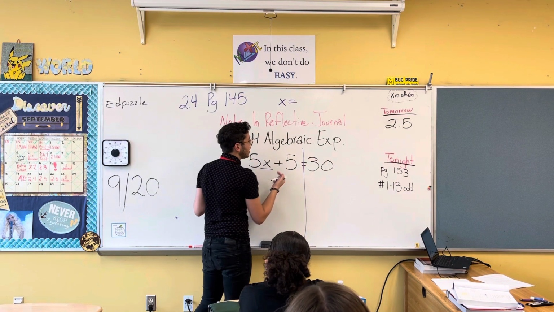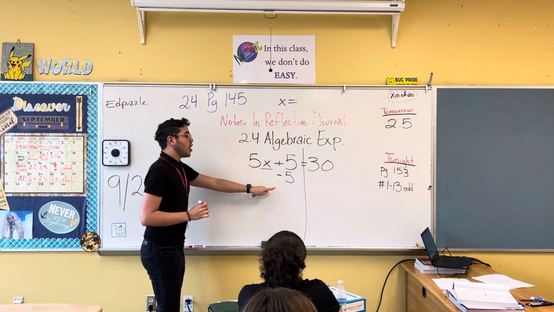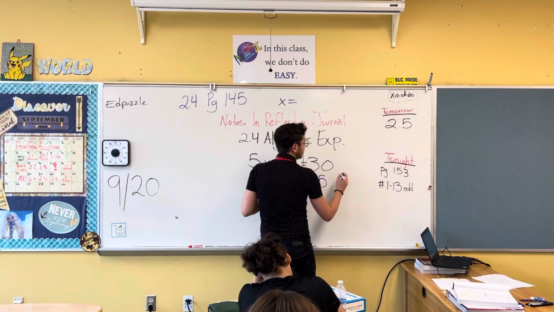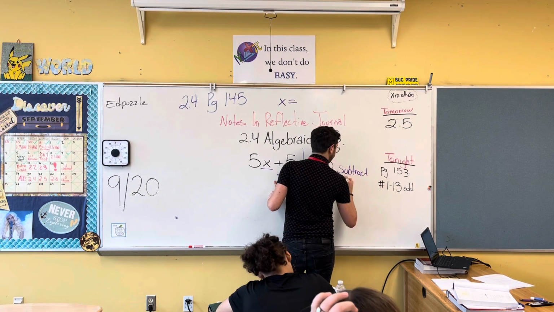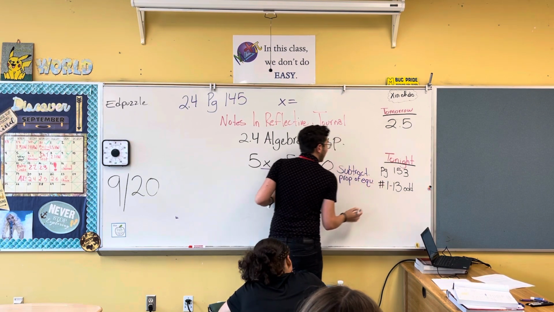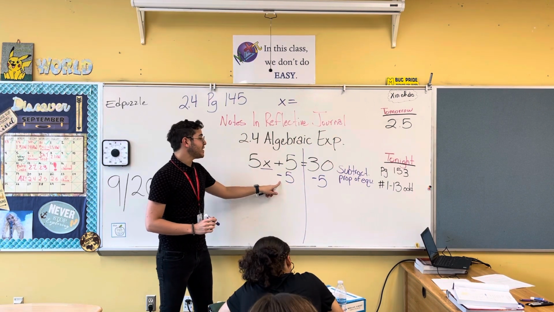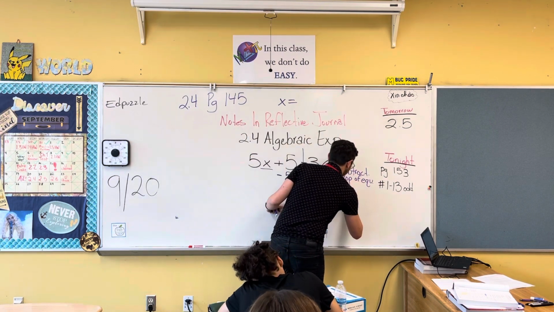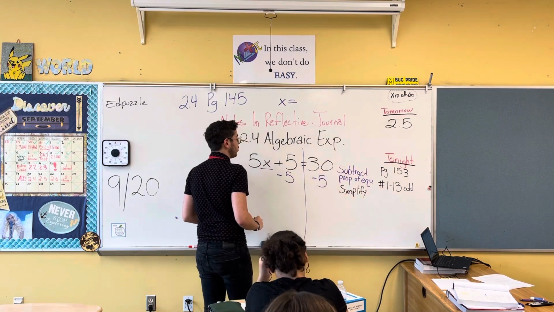Let's start over here. What's the opposite of adding 5? Negative 5, or subtracting 5. Are you going to do that to one side or both? Both. That is known as the subtraction property of equality. And after you use the subtraction property of equality, you have 5x plus 5 minus 5 equals 30 minus 5. So in order to move forward, you have to simplify. After you use a property of equality, you'll always simplify.